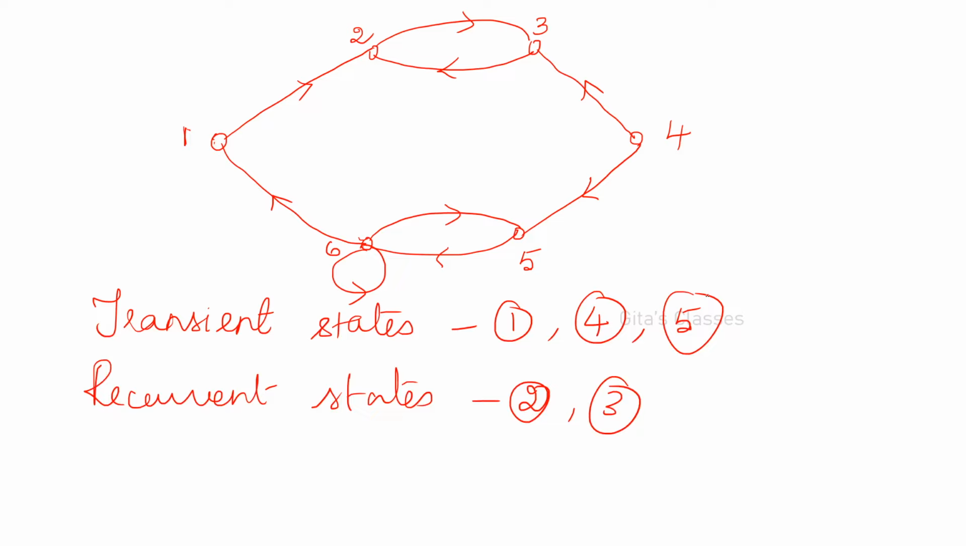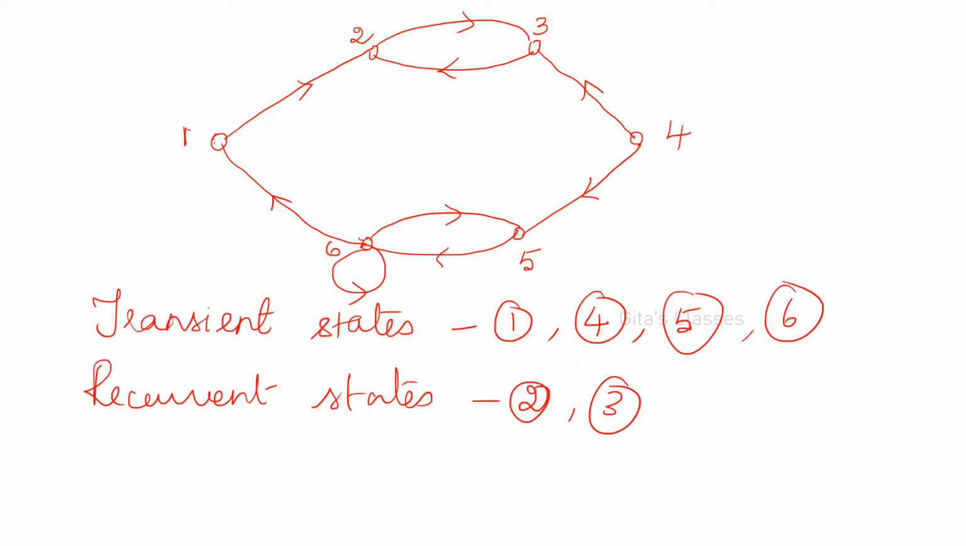Okay. What about 6? Same here. From 6 you can go to 5 and come back. But from 6 if you go to 1, then 2, then 3, from 3 you cannot come out. Right. Therefore, 6 is also a transient state only. If you are sure that you can come back to that state, it is called a recurrent state. If you are not able to come back, then it is a transient state.